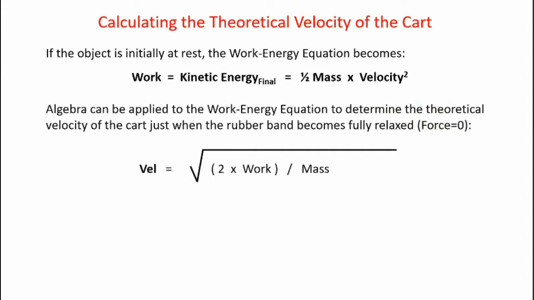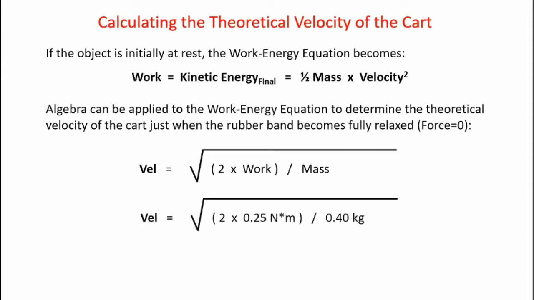If we apply some algebra to that equation, we see that velocity is equal to the square root of 2 times the work divided by mass. We plug in numbers for our experiment, and we see the theoretical velocity of the cart after being pushed on by the rubber band is 1.12 meters per second.